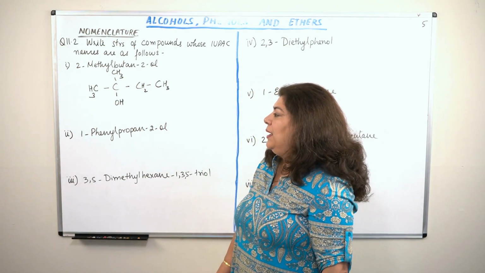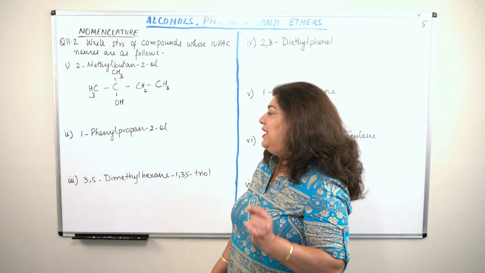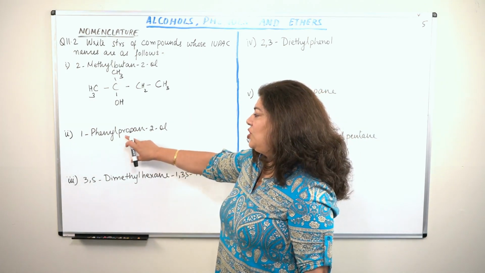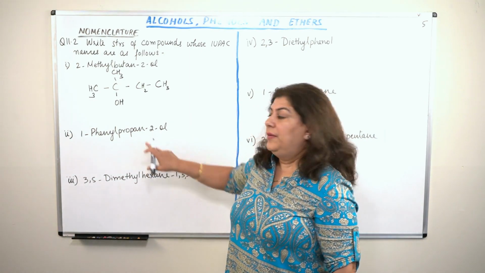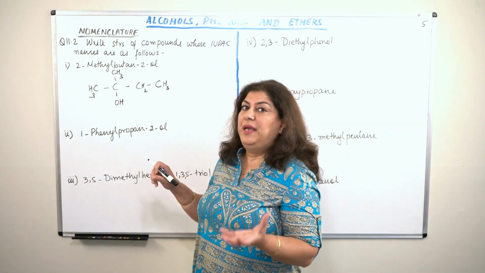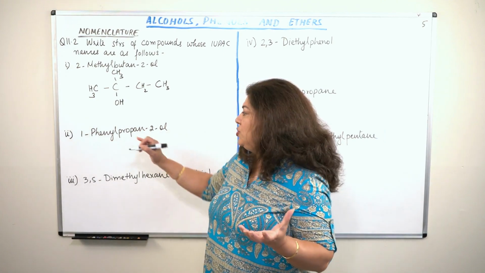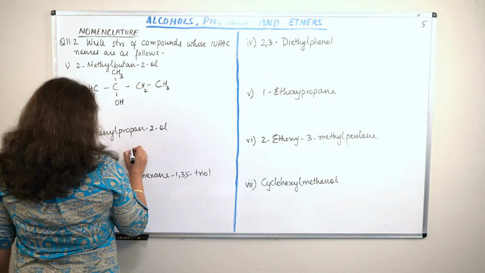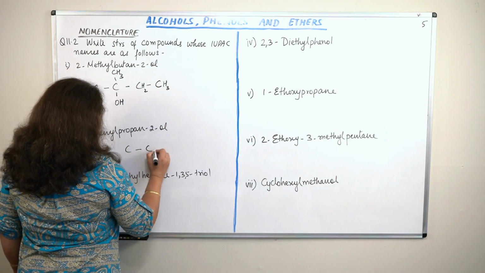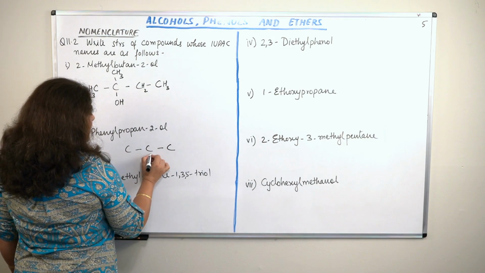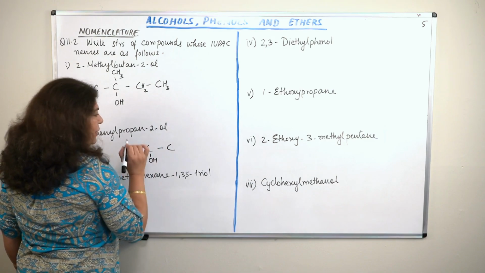Second question. The compound is 1-phenyl-propan-2-ol. Word root, propan. Right? Because that has the functional group, that is the main compound. So propan-2-ol. Propane means 3 carbons. So 1, 2, 3. It is propan-2-ol. The second carbon has alcohol on it.